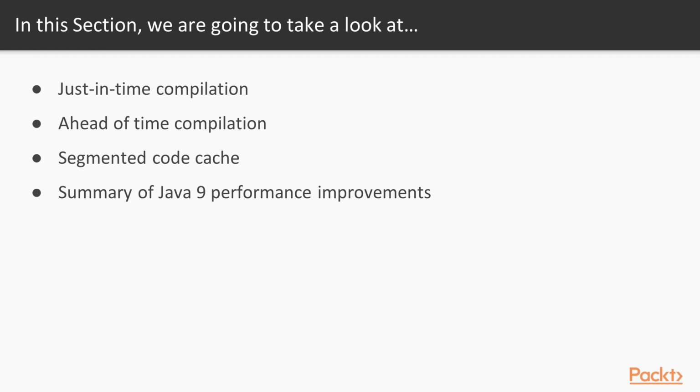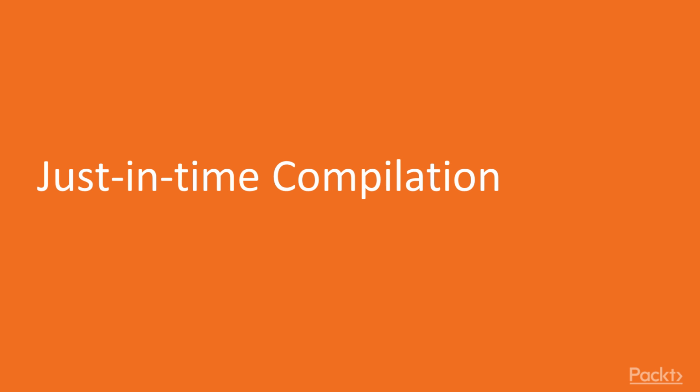The second subject will be ahead-of-time compilation, which will be introduced in Java 9, and the segmented code cache. At the end of this section we'll be looking at a summary of Java 9 performance improvements. So this is the first video, and in this video we'll be looking at just-in-time compilation.